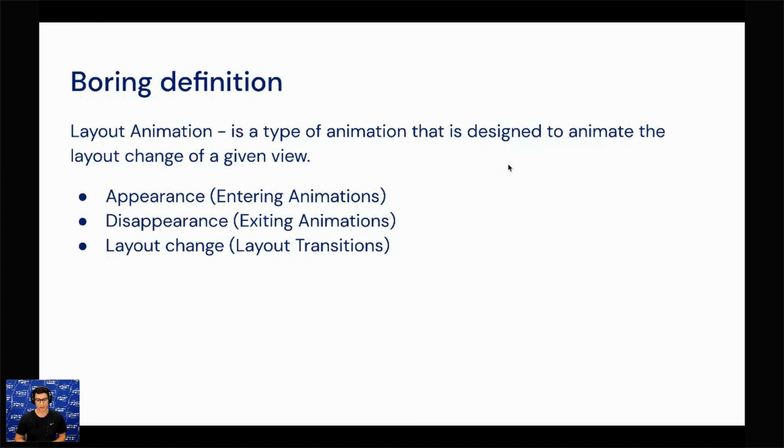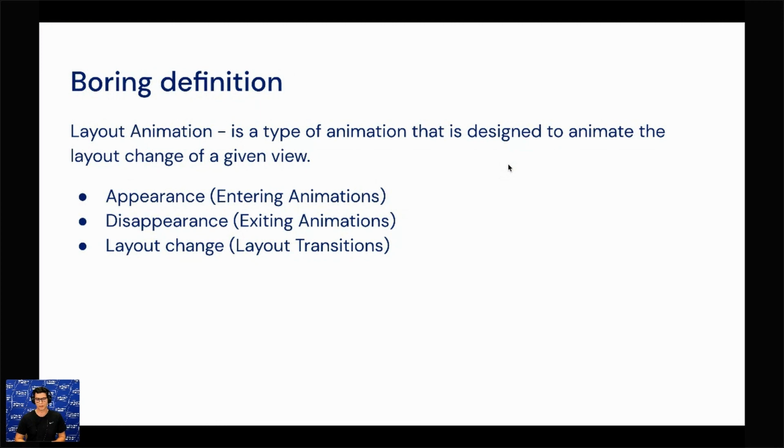Layout animation is a type of animation that is designed to animate layout changes of a given view. And we can distinguish 3 types of layout animations. The first one is responsible for animating the appearance of the view. So when we set the layout for the first time, we want to animate that change, that transition. The next one is disappearance of the view. We use it when we want to animate when the view is unmounting. And the last one, I think the most important here, is the type of animation that we use to animate all of the layout changes.